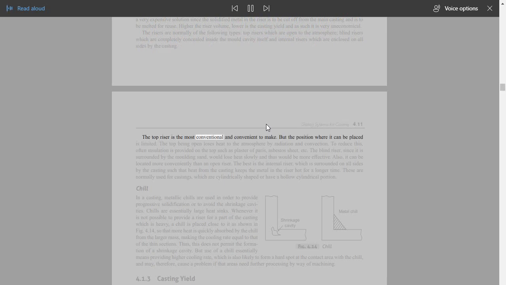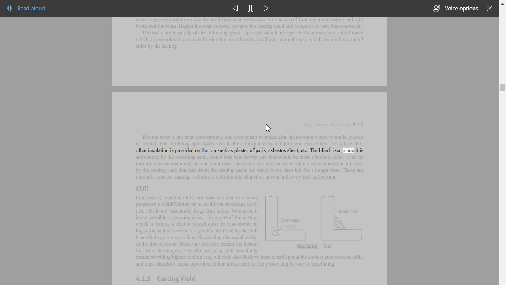The top riser is the most conventional and convenient to make. But the position where it can be placed is limited. The top being open loses heat to the atmosphere by radiation and convection. To reduce this, often insulation is provided on the top such as plaster of Paris, asbestos sheet, etc.